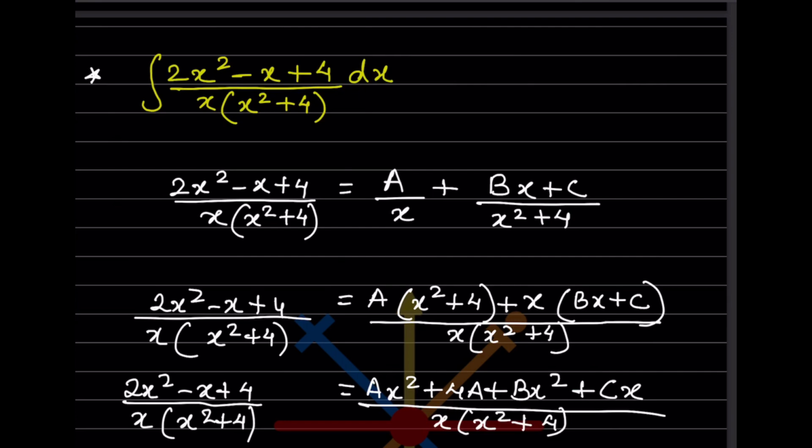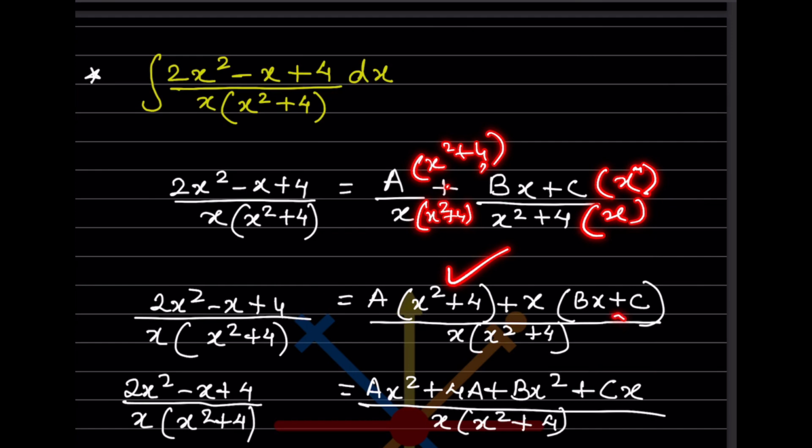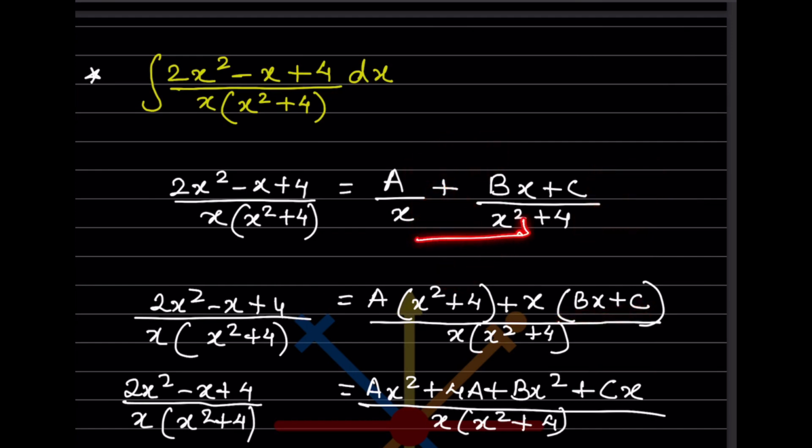In this type, we are not just going to write b, but we are going to write bx + c. So this will be A along with this, and this part is going to be along with bx + c. So this is different. Now the LCM is x into (x² + 4), which means here you need x² + 4, here also x² + 4, and here you need x. So we write a into (x² + 4), here x into (bx + c), and the LCM x(x² + 4) is here.